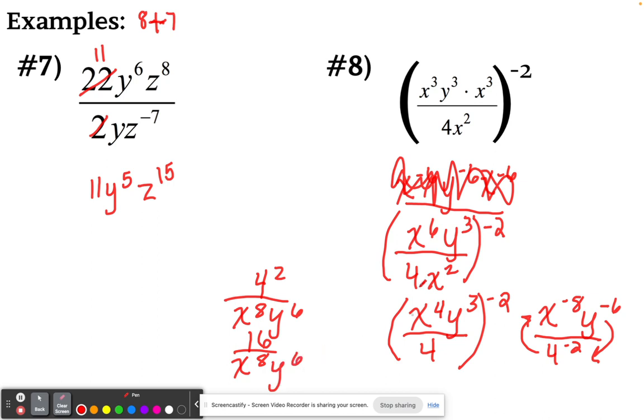Could I have continued doing it up here, what I was doing? Absolutely, but it would have been a lot more work. Clean up what's in the parentheses first. I don't know why I didn't do that.